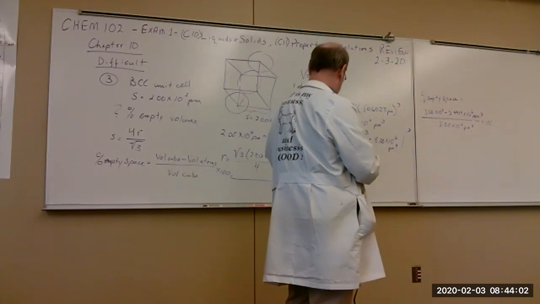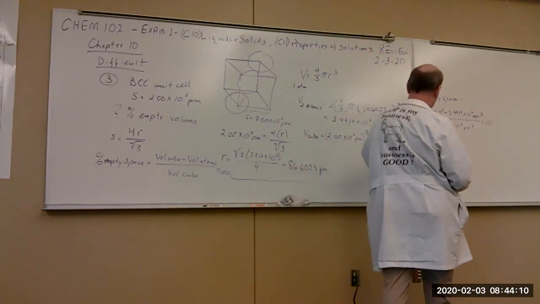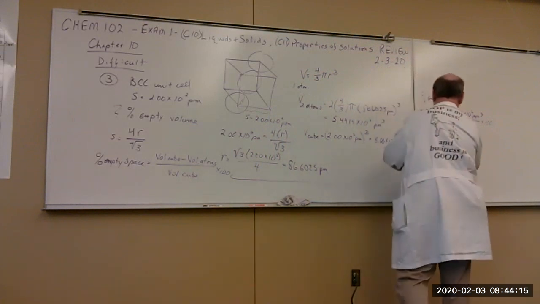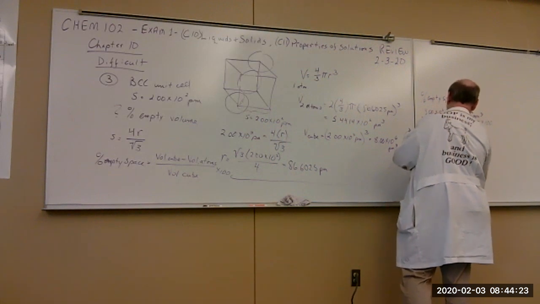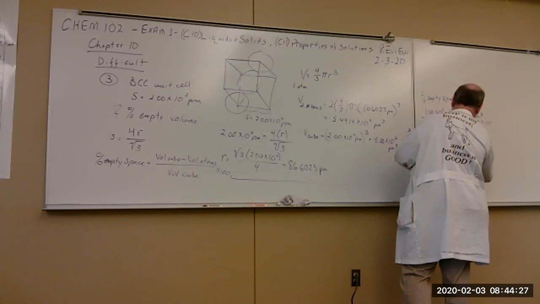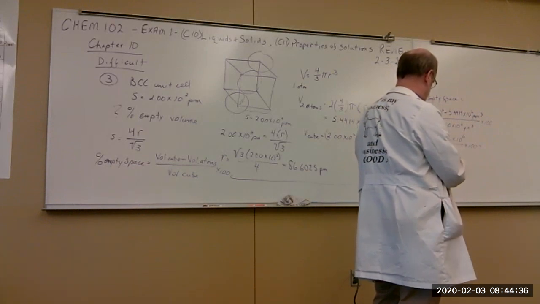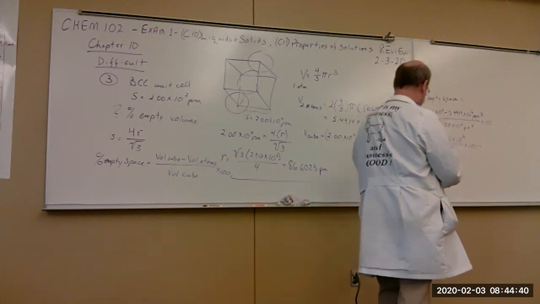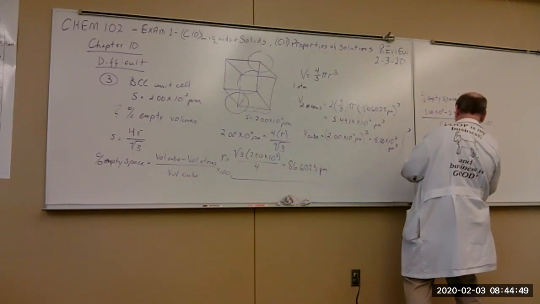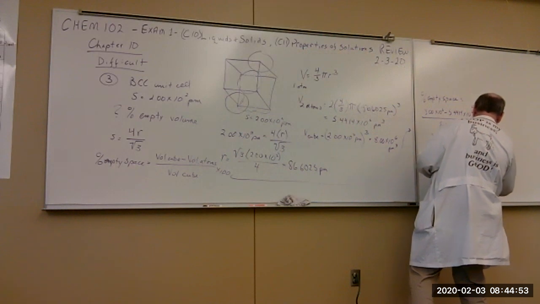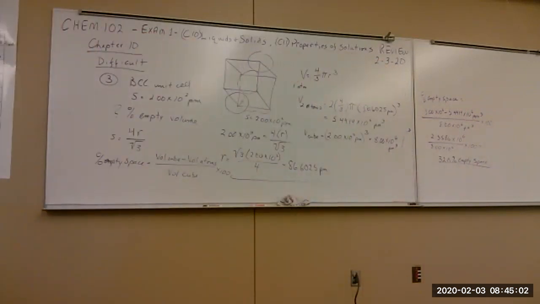So 8 minus, let's see if I still, yeah, I still got it in there. Let's minus that. And, yeah, that works. So I got 2.5586 times 10 to the 6th divided by 8, 100. We got three significant figures, so it's actually 32.0% empty space. Okay, which one is that? C. All right.